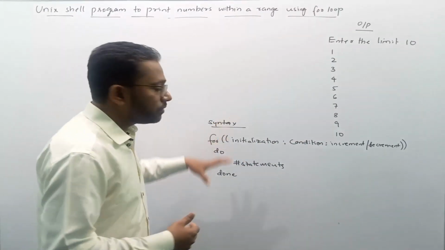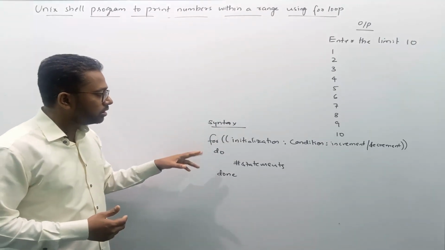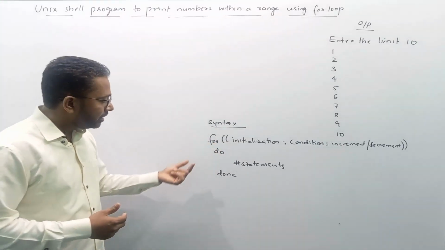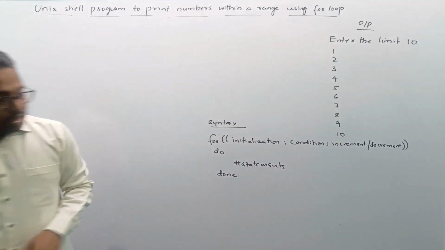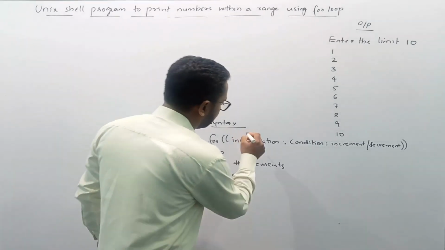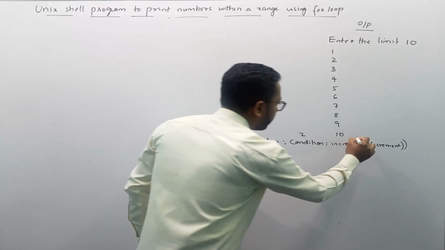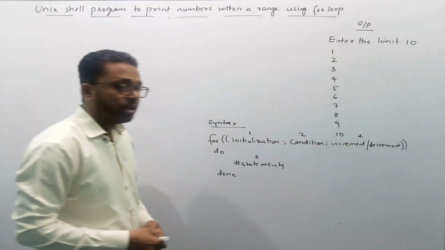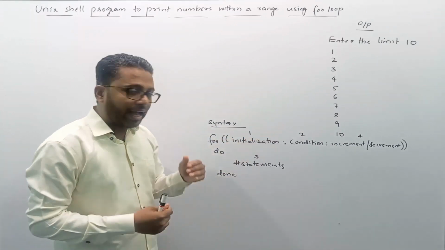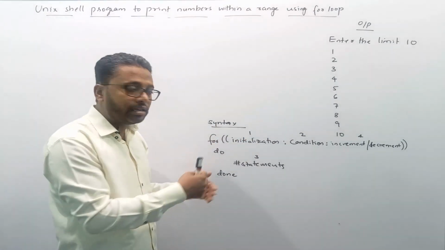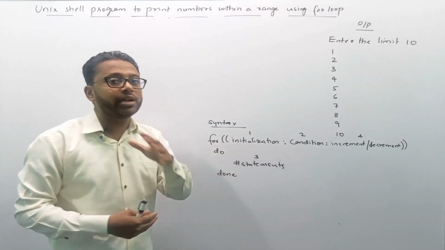Now let us first see the syntax of the for loop. So this is the syntax. It starts with the keyword for, then it has 4 parts. Let me label these parts: 1, 2, 3, 4. I have labeled these parts from 1 to 4, and in this sequence only, each and every one of these parts of the for loop gets executed.